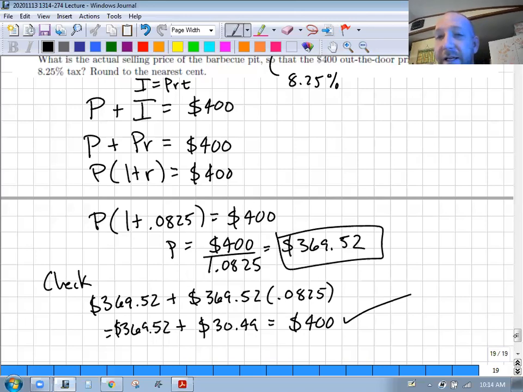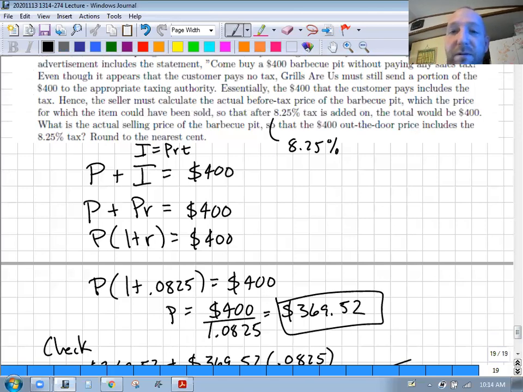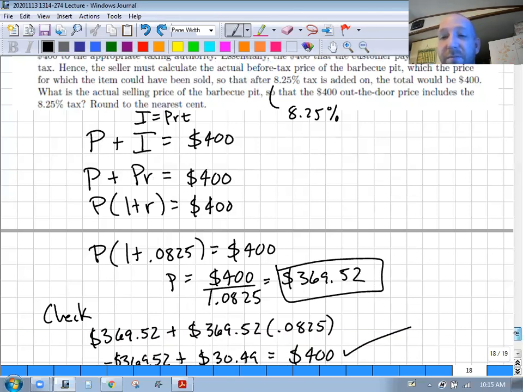You'll follow how I laid that out, right? The selling price is 400 bucks. That needs to be the price plus the interest. So the interest is the price times the interest rate, right? So there you have it. You have to solve for P. Factor out a P, replace R with this interest rate, and then do the arithmetic.